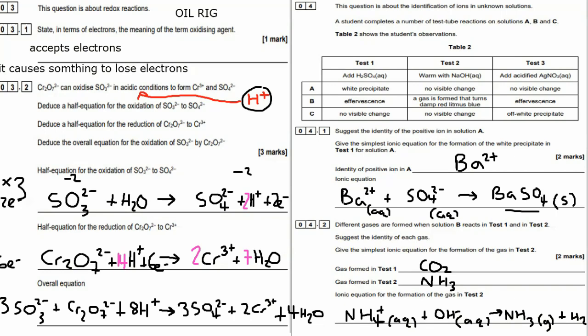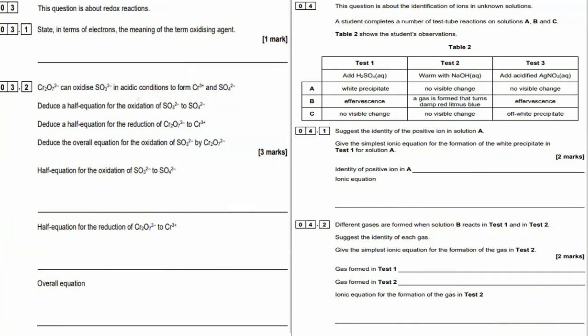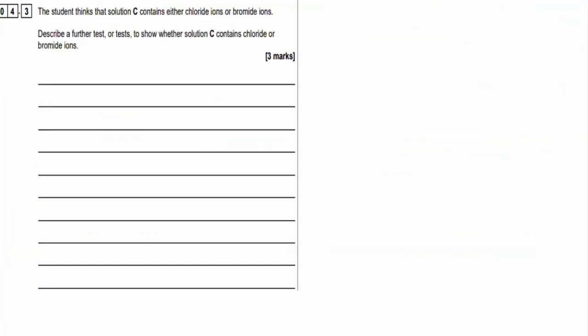Okay, we're going to move on to question 5 now. Actually, sorry, scratch that, 4.3. The student thinks the solution C contains either chloride ions or bromide ions. Describe a further test or tests to show whether solution C contains chloride ions or bromide ions.